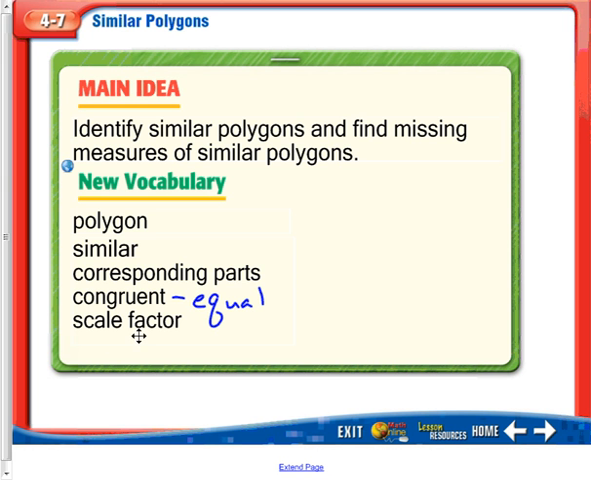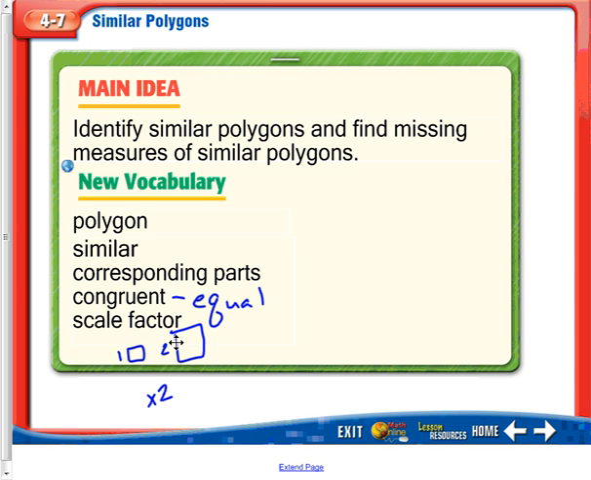And a scale factor would be, if this square is smaller and then this square is double its size, the scale factor would be times 2, or there would be a scale factor of 2 to go from this shape to this shape. And we could say that these squares are similar because all the angles are 90 degrees. Maybe this was 1 centimeter and this is 2 centimeters, so to get from here to here would be multiplying by 2.